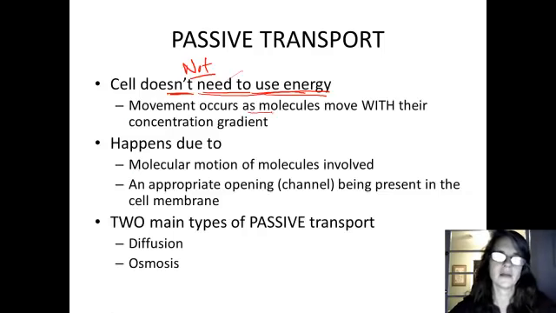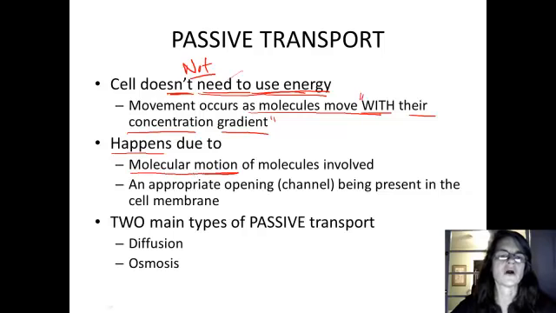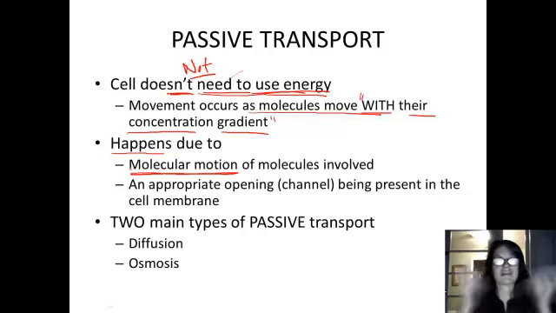Why does this movement of molecules occur? Because the molecules are moving with their concentration gradient. And you might say to me, but Ms. Coleman, what the heck is a concentration gradient? And I say to you, give me a minute and we'll talk about it. This passive transport happens because of one thing, okay? Molecules are always moving. Molecules have molecular motion. They have kinetic energy. They're always moving.